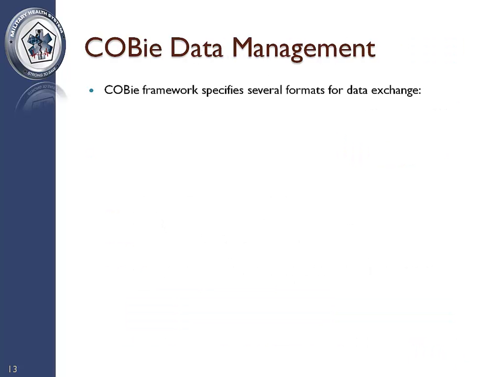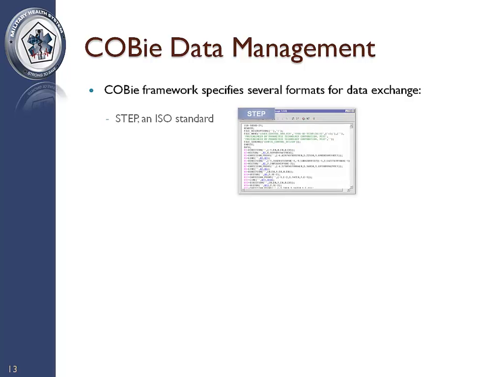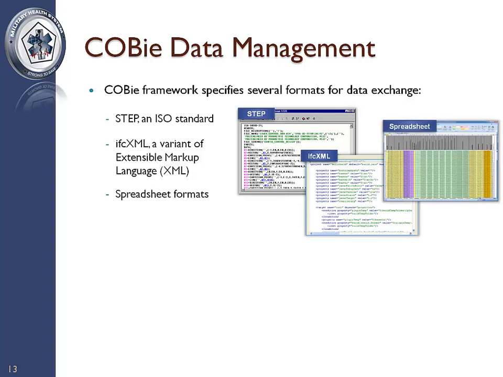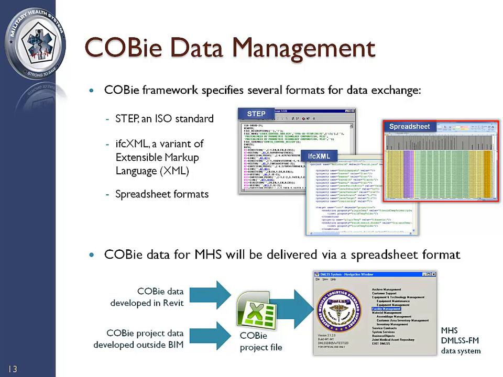The COBie framework specifies several formats that can be used for exchanging the data developed during the project with external information systems. A STEP physical file, which is an ASCII data format defined by the International Standards Organization, or ISO. IFC XML format files, an extensible markup language, or XML format, customized for IFC support. Spreadsheet formats, such as those used by the popular Microsoft Excel software application. COBie data for MHS projects are to be exchanged via a spreadsheet file format.